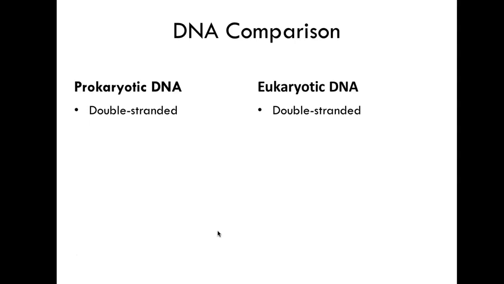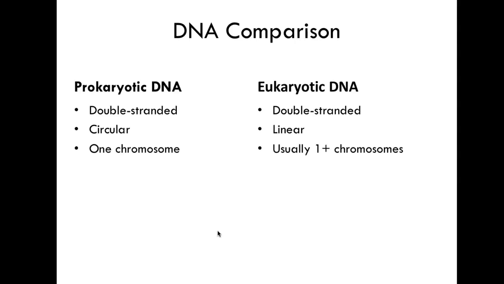I would definitely be familiar with the comparison between prokaryotes and eukaryotes, just as a refresher. They both have double-stranded DNA. There are so many times that students will tell me that prokaryotes have single-stranded DNA. That's not true. Both are double-stranded. The difference is that prokaryote DNA is circular, eukaryotes are linear. Prokaryotes have one chromosome, eukaryotes have more than one. Prokaryote DNA is in the cytoplasm, eukaryote DNA is in the nucleus.